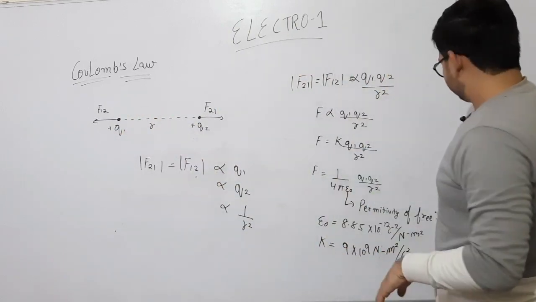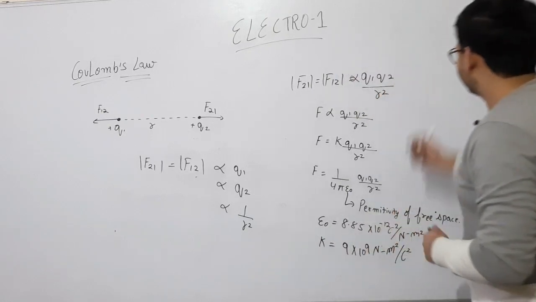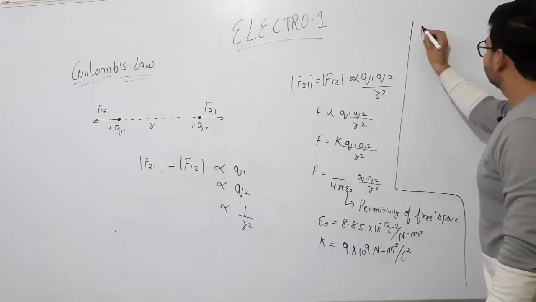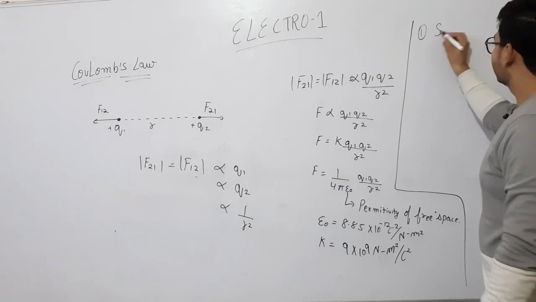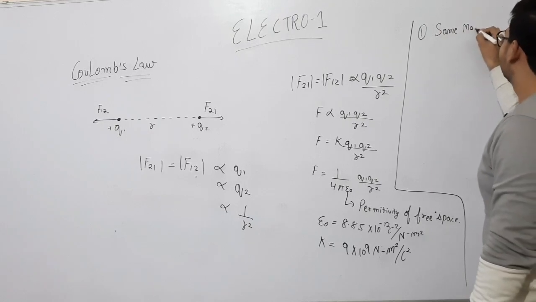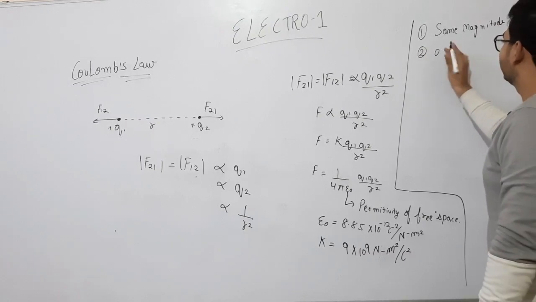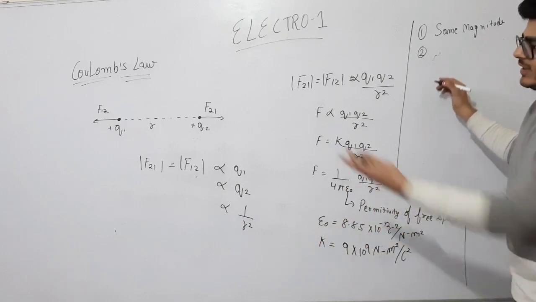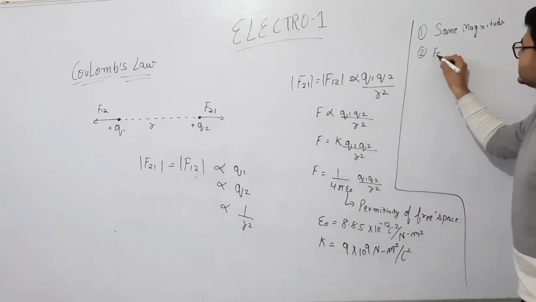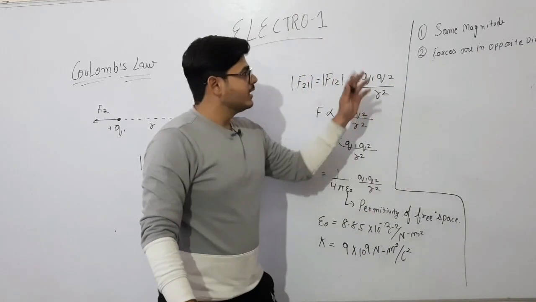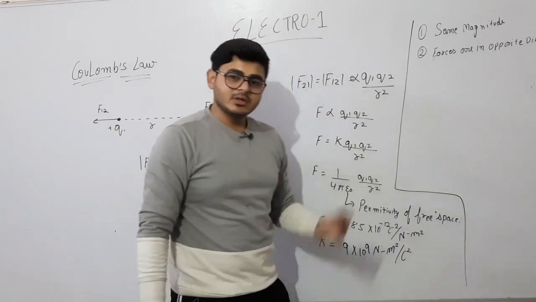I am writing here, I think it's visible on the screen. The first property I am going to say is they both have the same magnitude. Secondly, the forces are in opposite direction. We can see that, right? Third, same magnitude, opposite direction, on different bodies.